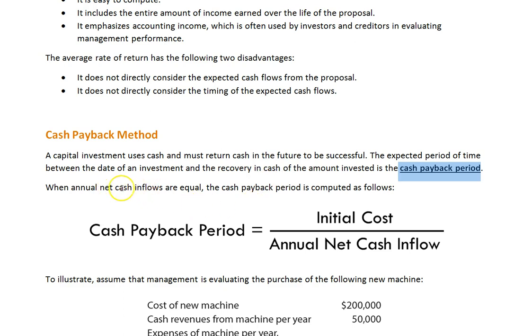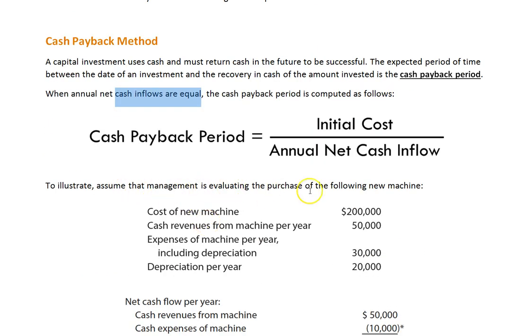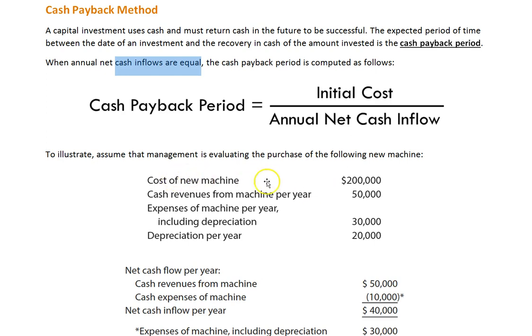Now, if the cash flows are equal, then we can use this formula. Cash payback period is equal to the initial cost divided by the annual net cash inflow for a project. And we're going to see an example of this. To illustrate, management is considering the purchase of the following project. The cost of this machine is $200,000. The revenues from the machine per year are $50,000. The expenses from it, including depreciation, are $30,000.